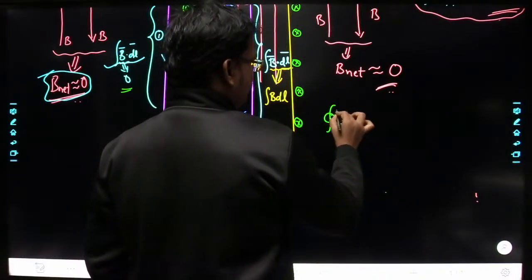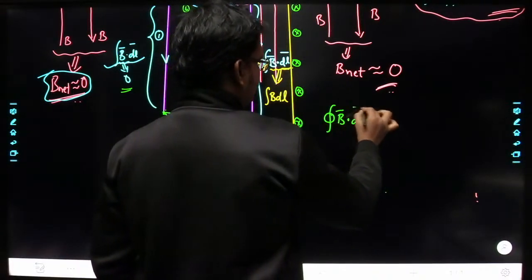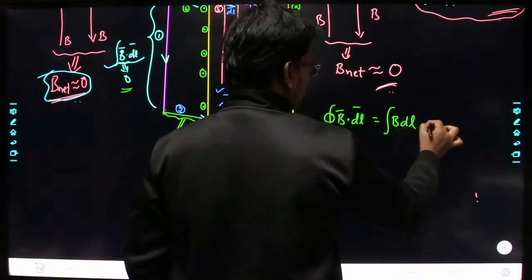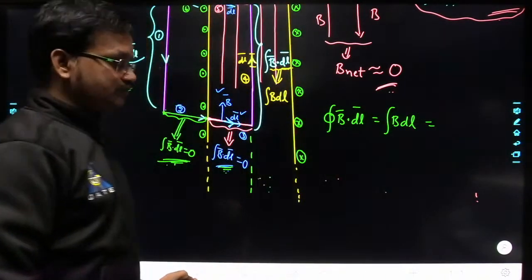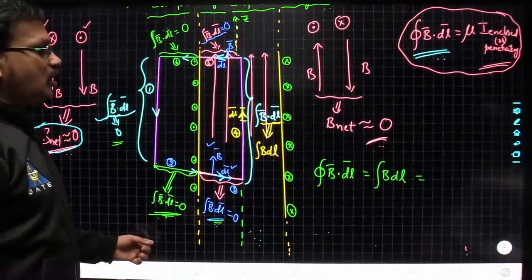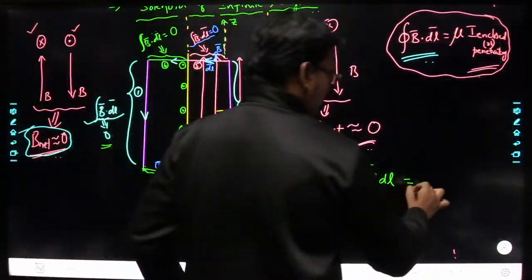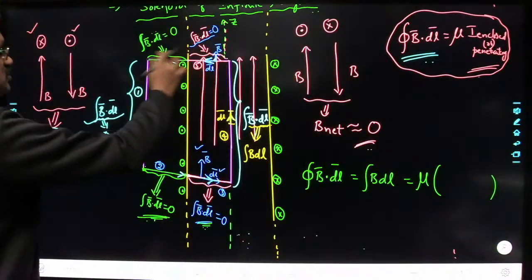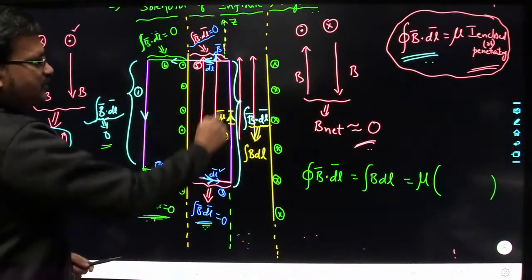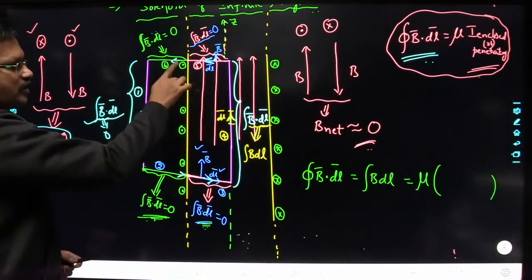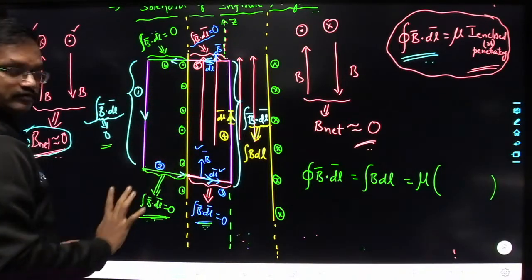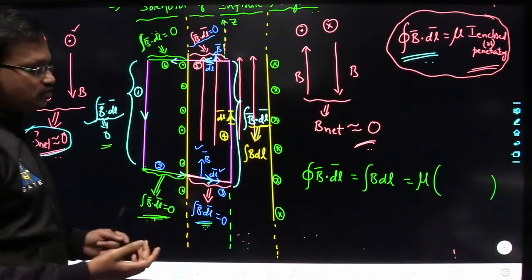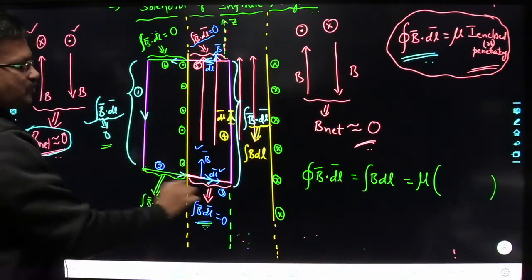So overall, the circulation of B field around this closed loop, what you got here is simply integral B into dl. So this is equal to mu times the current enclosed by that closed loop. So what is the current enclosed by this closed loop? How many current elements is this loop enclosing? Here 1, 2, 3, 4, 5. Yes or no?